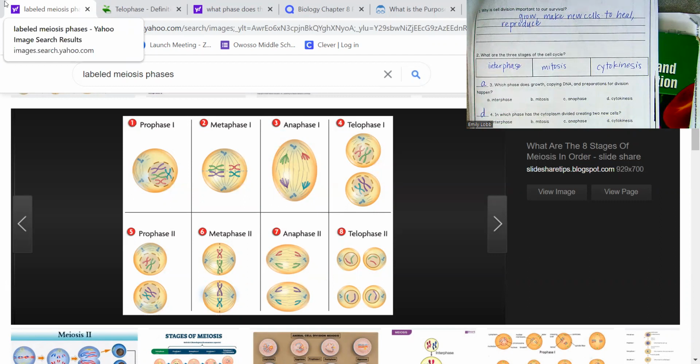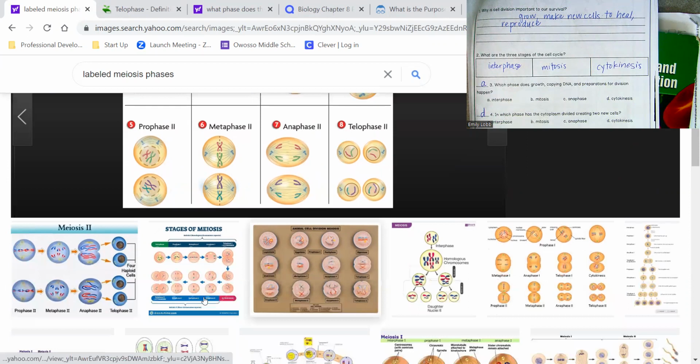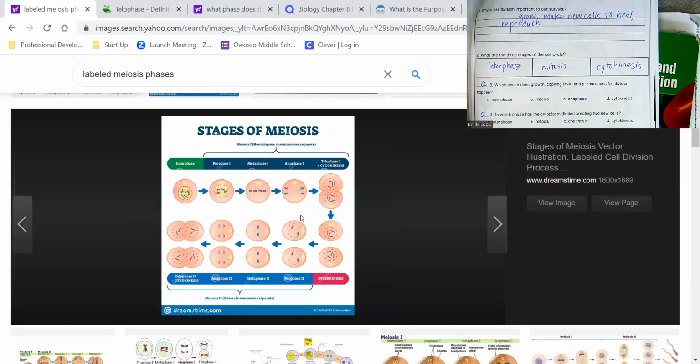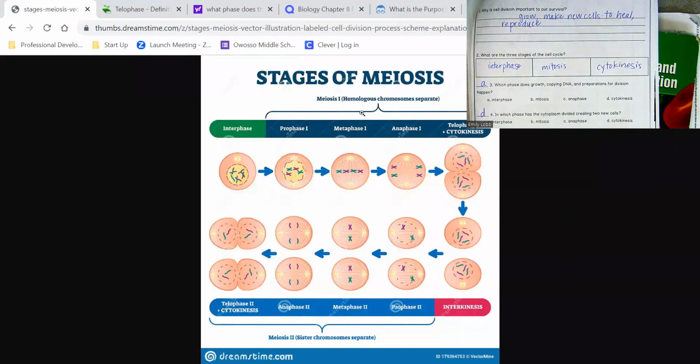Number 7 and number 7. Some of these are a little different for sure. Let me see if I can find something that looks more like yours. I feel like this one's best. It doesn't say it though. Yes, it does. Above it, look.